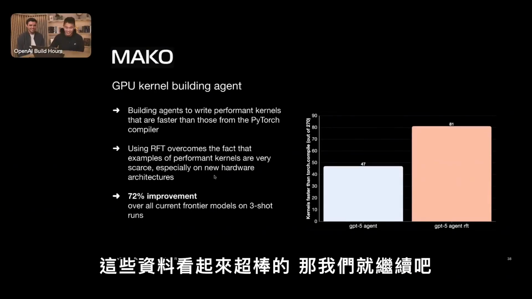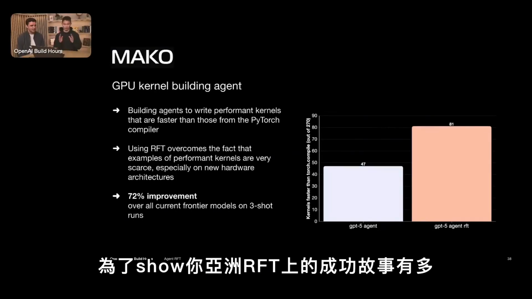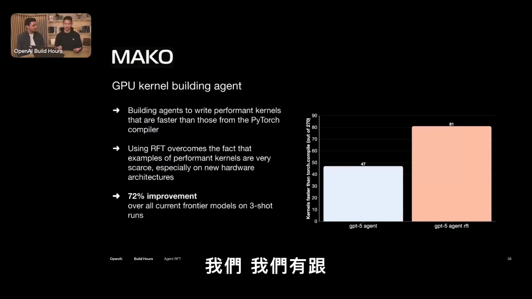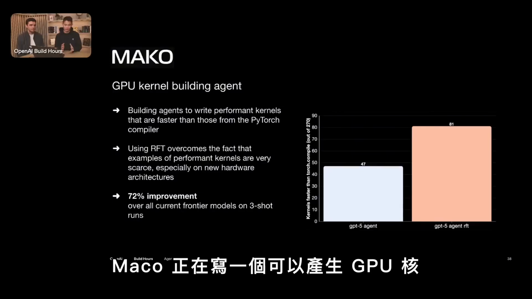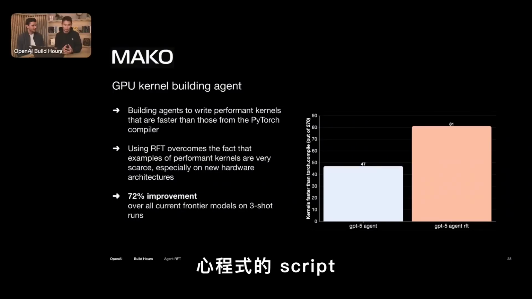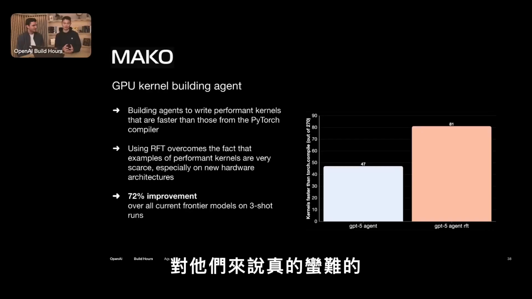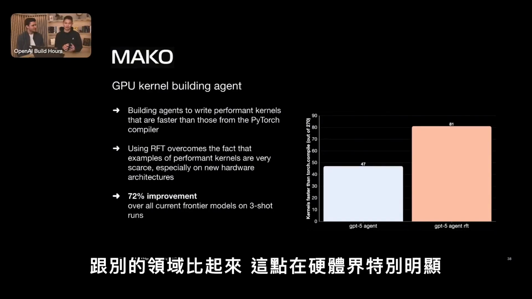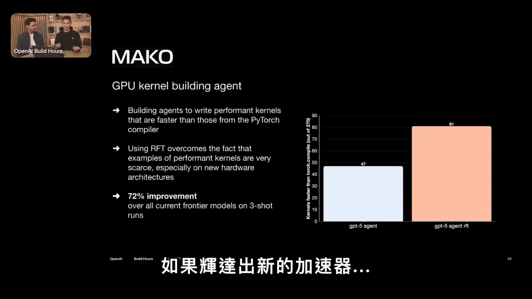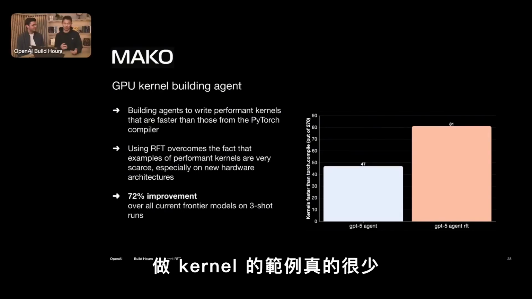These look great. Yeah, so moving on, just to show you how diverse the success stories on Agent RFT can be, we work closely with Mako to build a GPU kernel building agent. So Mako is building agents to write these GPU kernels, which is really difficult for LLMs because there's just a scarcity of training data out there compared to other domains, especially true for new hardware. So if NVIDIA puts out a new accelerator, there just aren't enough examples of performant kernels.